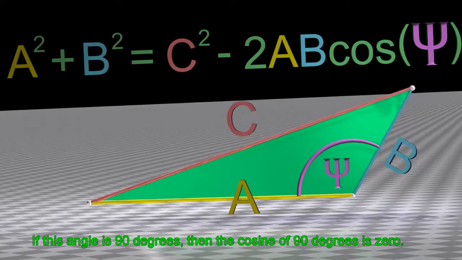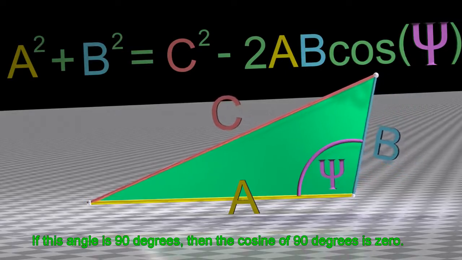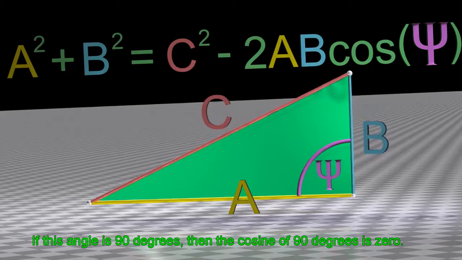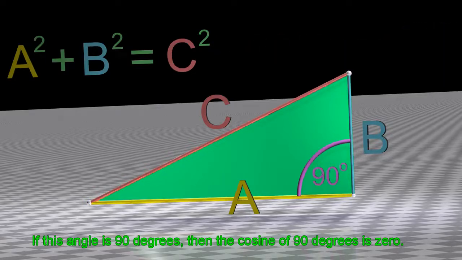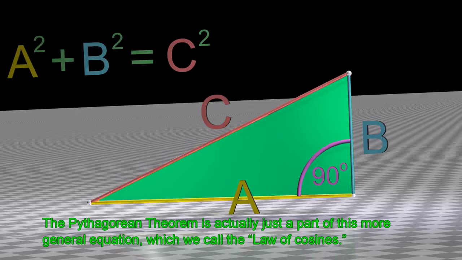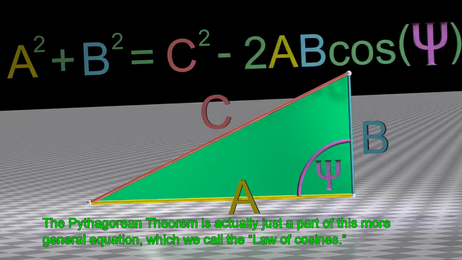If this angle is 90 degrees, then the cosine of 90 degrees is 0. The Pythagorean theorem is actually just a part of this more general equation, which we call the law of cosines.